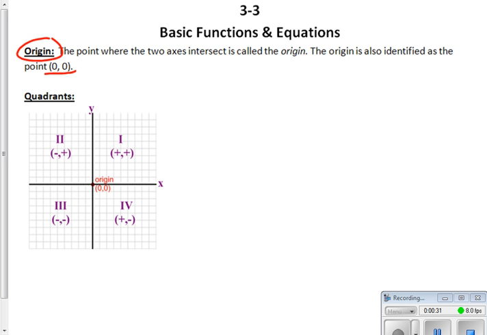Next thing is talking about quadrants. Know that there are 4 quadrants: Quadrant 1, 2, 3, and 4, and they go in that order. Note that this side is plus plus, basically meaning your x and your y value are both positive. Minus plus means x is negative and y is positive. Minus minus is when x and y are both negative numbers in the ordered pair, and plus minus means your x is positive and your y is negative.